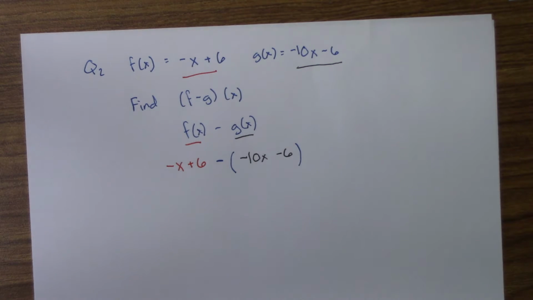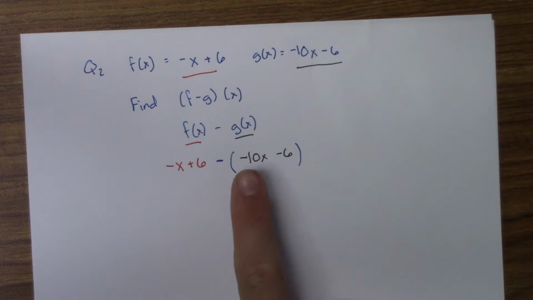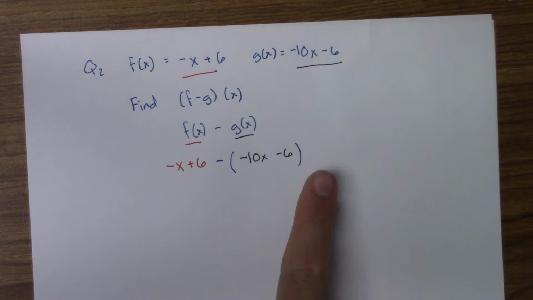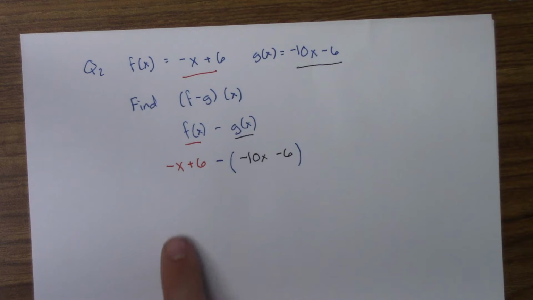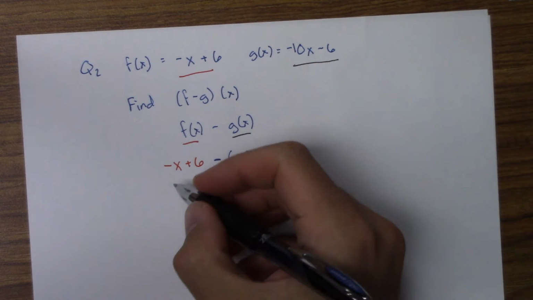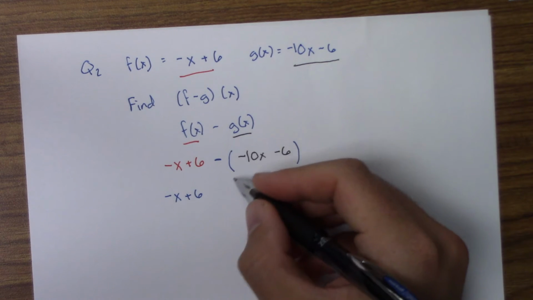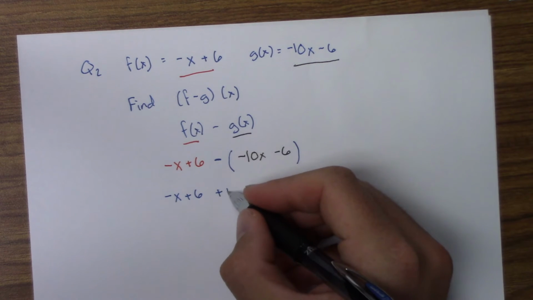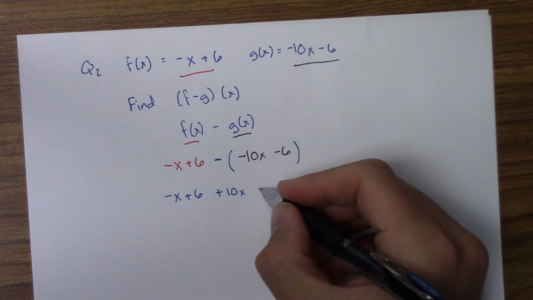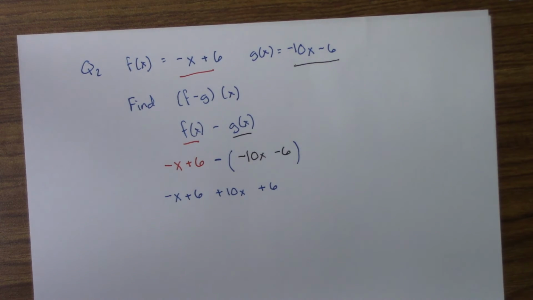whole thing you're subtracting. Because what we want to key in on is not only will this sign change in front of the 10x, but guess what? This sign on the 6 is going to change as well, because we're subtracting every term of g of x. So I'm going to take this, distributing my negative sign. I now have negative x plus 6. Distributing my negative sign, I end up with a plus 10x and a plus 6.